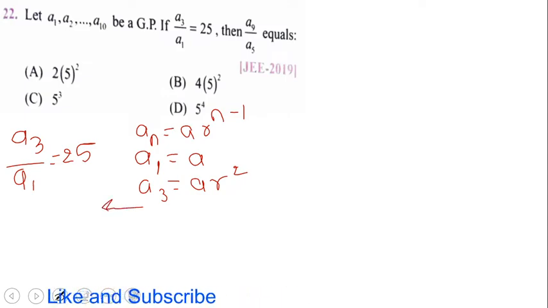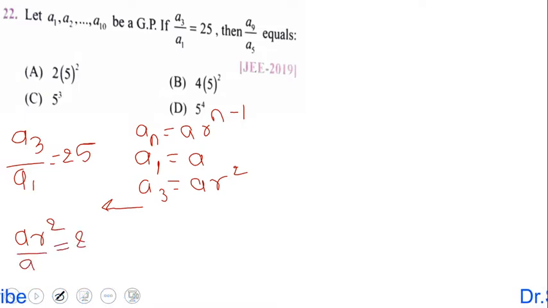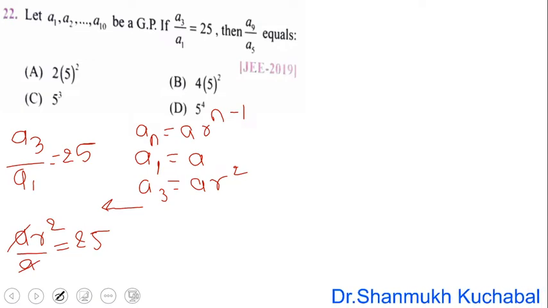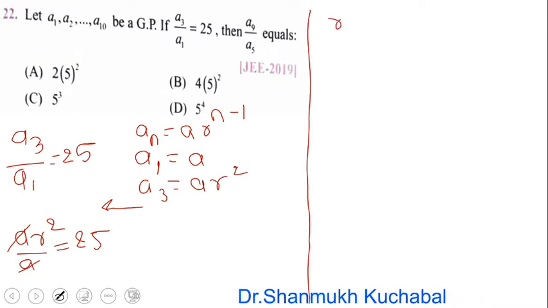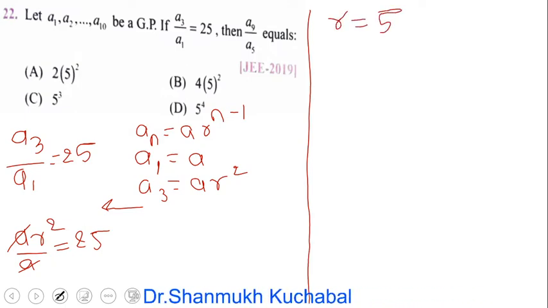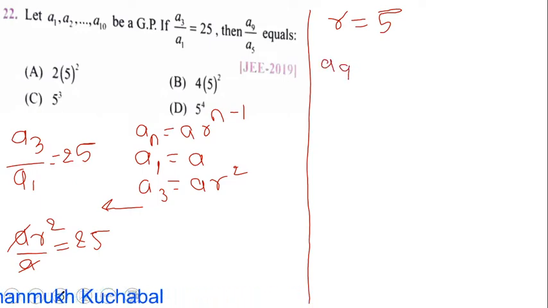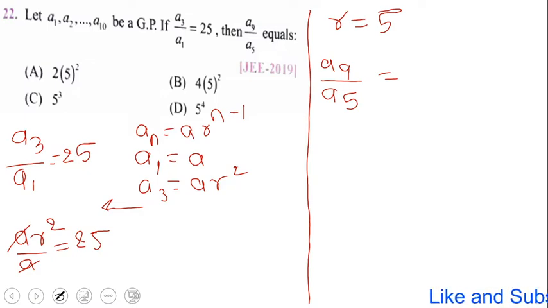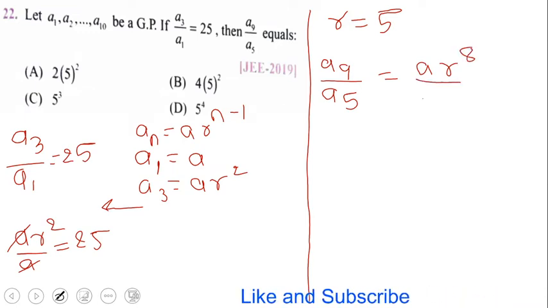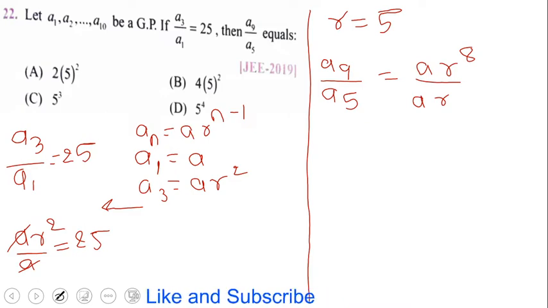So a3 is a r^2, a1 is a, and the ratio equals 25. The a cancels, r^2 is 25, and we are going to get the value of r as 5. Now we will find a9 divided by a5. Using the a_n formula, we replace n by 9, so we get a9 as a r^(9-1), which is a r^8. Next, a5 is a r^(5-1), which is a r^4.